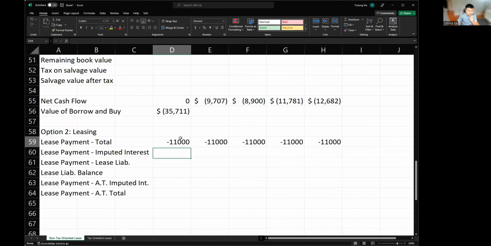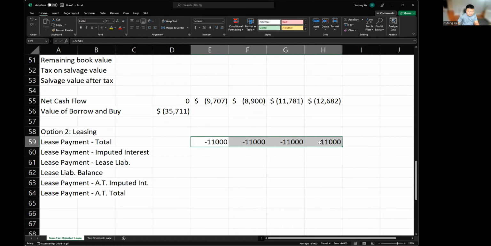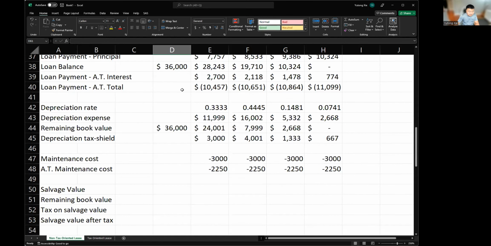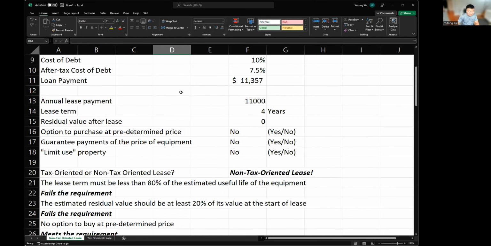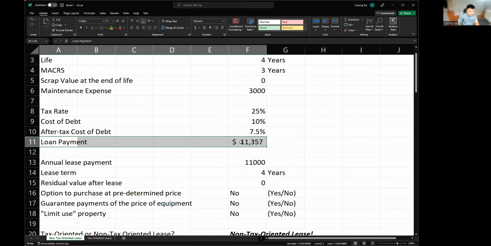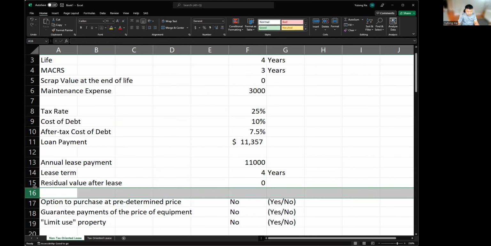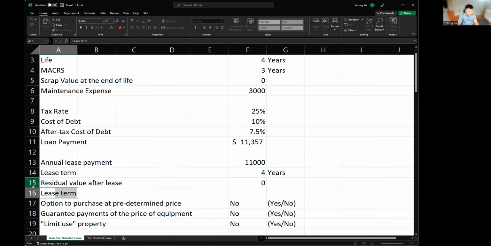All right, so this is the lease payment. Once again, lease payment starts in year 1, and there's only 4 payments, so we're going to keep it like this. So the imputed interest really depends on the cost of debt and the lease liability. So we need the lease liability to be here, just very similar as the loan payment here. So what I need to do is to insert a row here called lease liability.